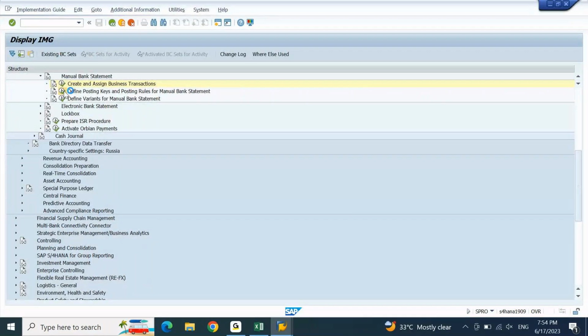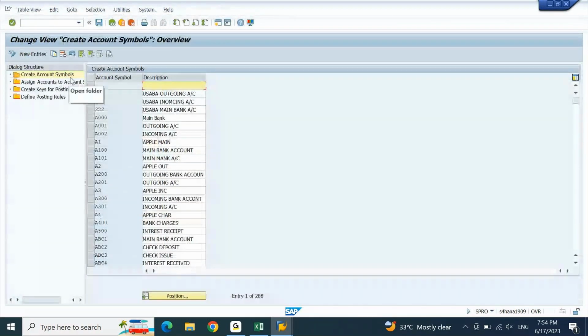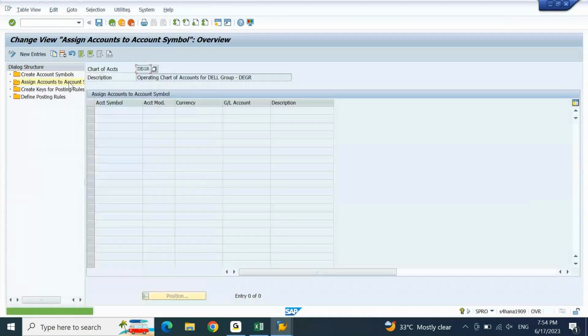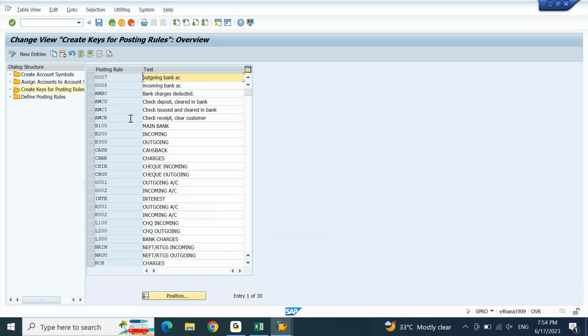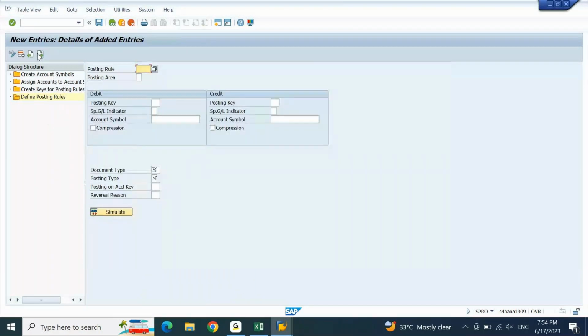Second step, this is asking chart of account. Give any one chart of account. Account symbol, there is no debit, credit here. Here also there is no point of debit, credit. Here also there is no point of debit, credit. Last one, posting rule. If I click on this, here you have something called debit, credit. At the last stage, you have something called debit, credit.